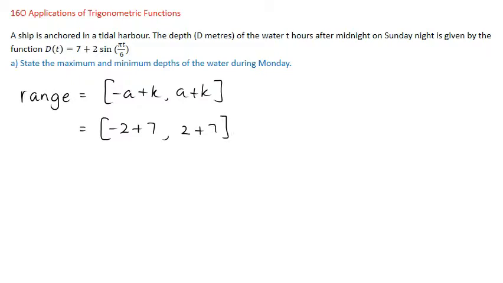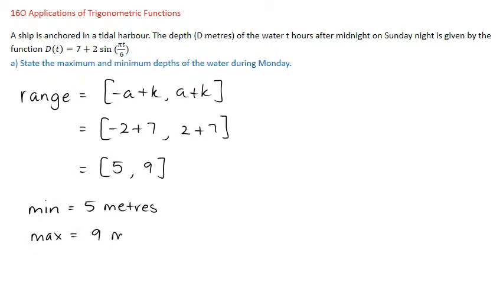Always keep in mind that with your amplitude, don't pay attention to the positives and negatives. The amplitude is a distance, so it'll only ever be positive. Negative 2 plus 7? Yeah, 5 and 9. So the minimum is 5 meters and the maximum height is 9 meters.